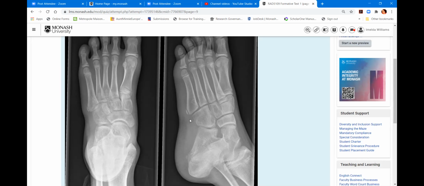So to write your opinion on this case, there are no fractures or dislocations noted. There is also no real soft tissue abnormality noted. And what you could add is that there is a normal variant, which is an apophysis at the base of the fifth metatarsal.